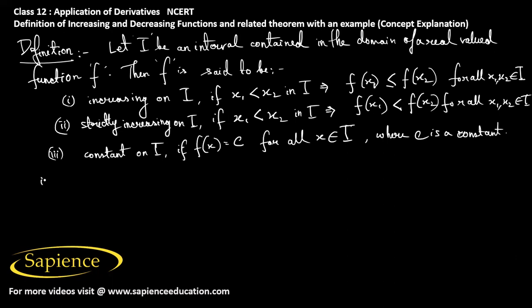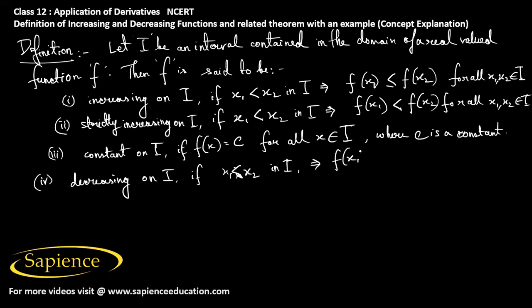And the fourth case is f is said to be a decreasing function on the interval I if x1 less than x2 in the interval I also implies that f of x1 is greater than or equal to f of x2 for all x1 comma x2 belongs to that interval I.